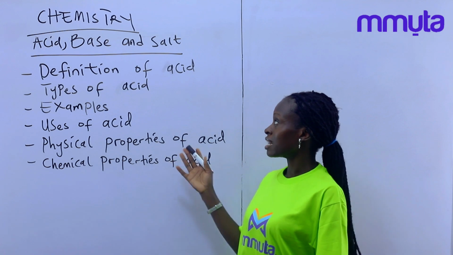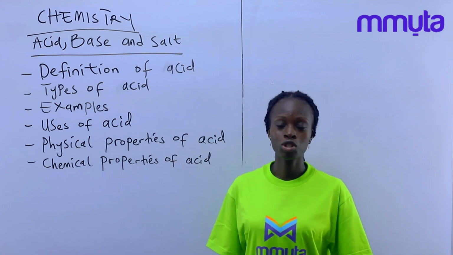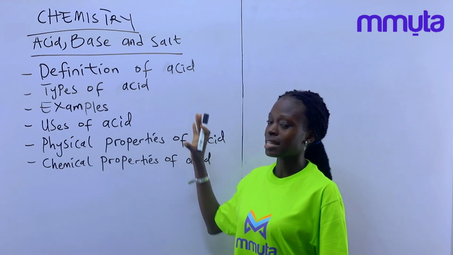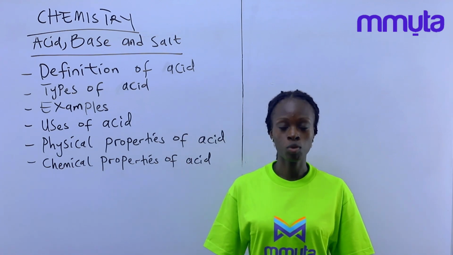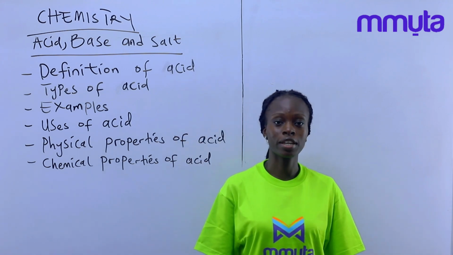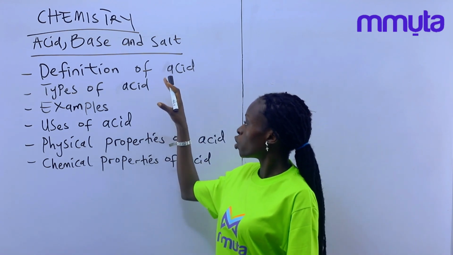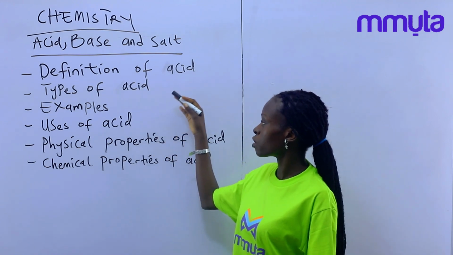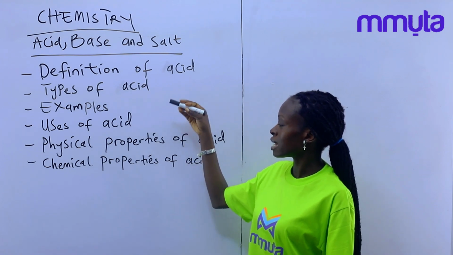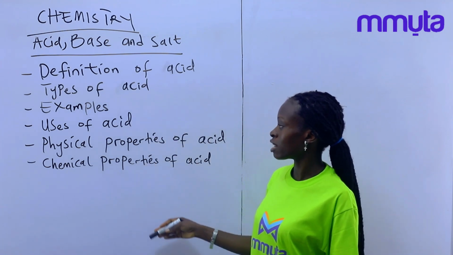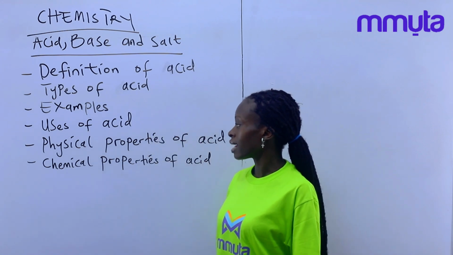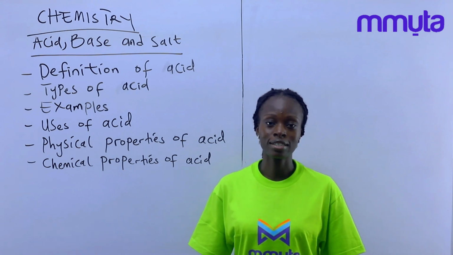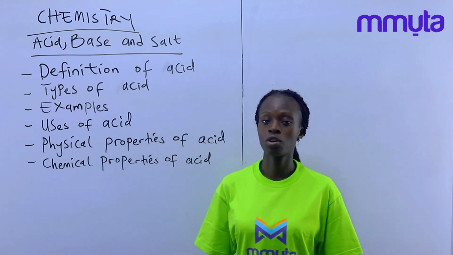Today we are going to be looking at a very important topic in chemistry: acid, base and salt. For this class we are going to be looking at acid alone, and next class we're going to be looking at base and salt respectively. For the first part we're going to be looking at the definition of acid. After the definition we're going to be looking at types of acid. We're also going to be looking at examples of acid. We're going to be looking at some uses of acid, and then we're going to be considering physical and chemical properties of acid.